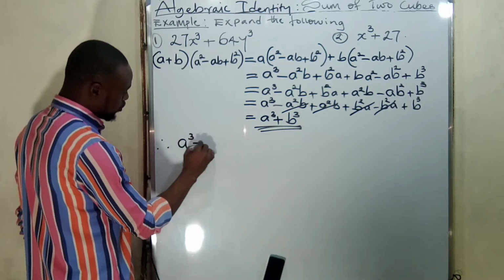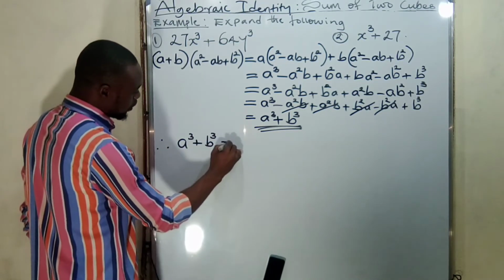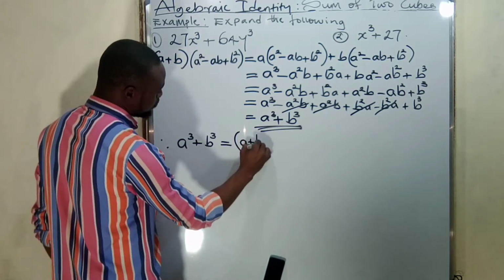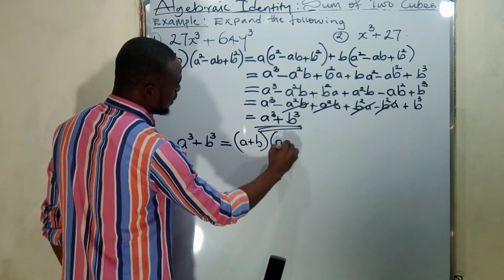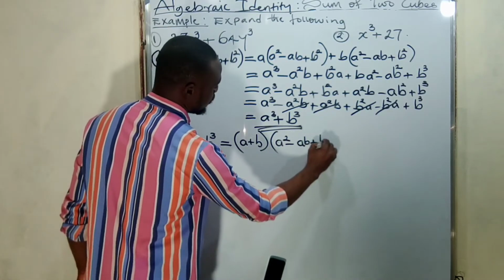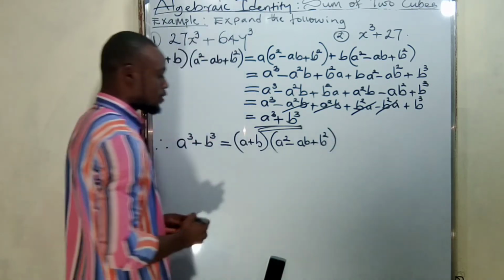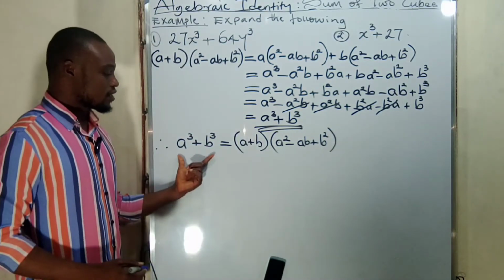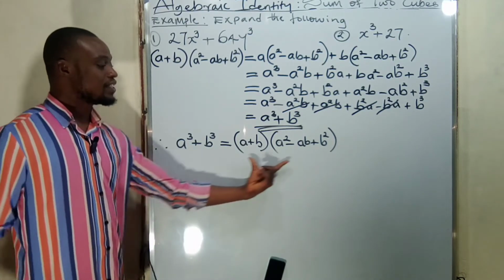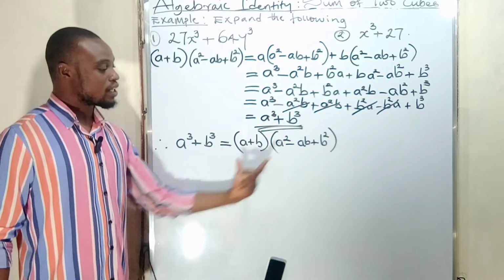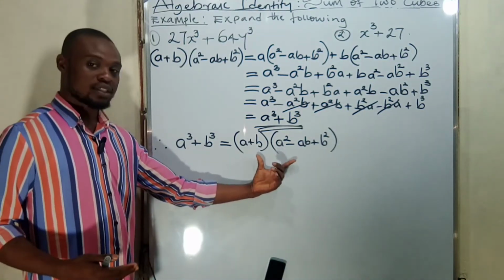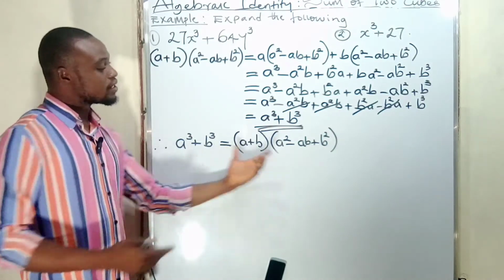So therefore a cubed plus b cubed is now equal to a plus b in the bracket and a squared minus ab plus b squared, close bracket. So what this means is this is the sum of 2 cubes, and this is the expression for this particular sum of 2 cubes. So when you're given a question that looks like this, this is how you go about it.